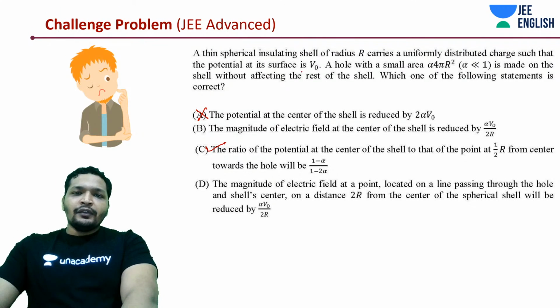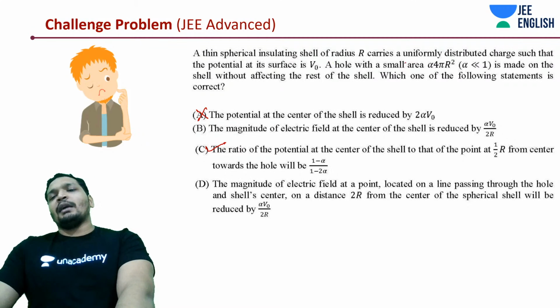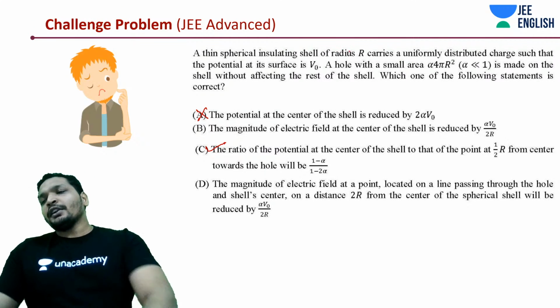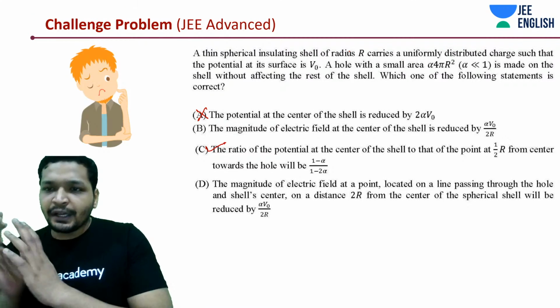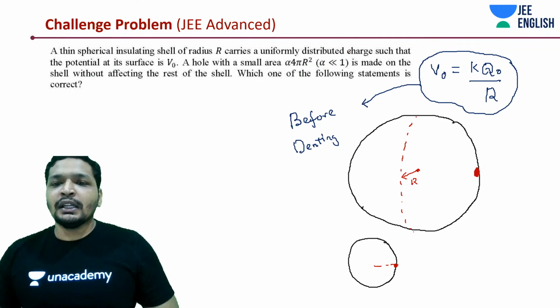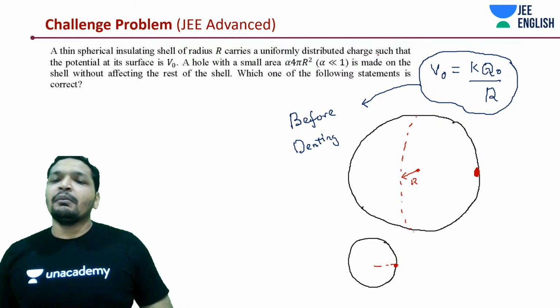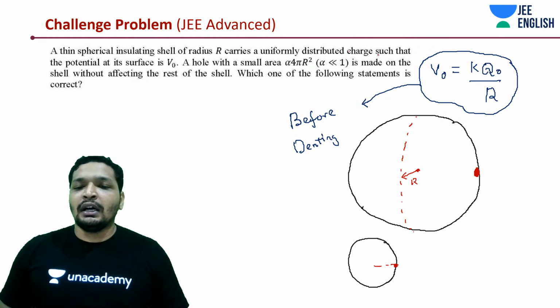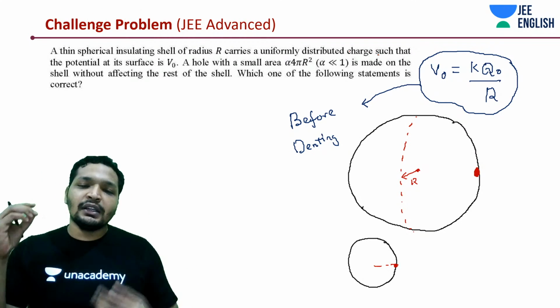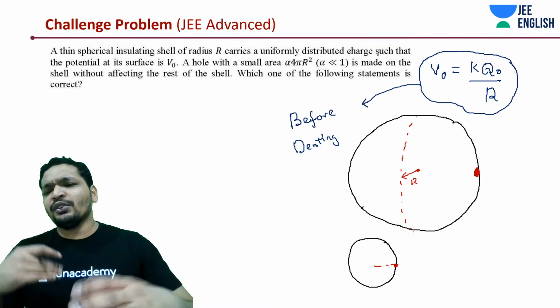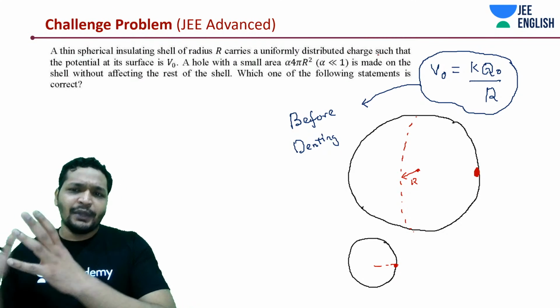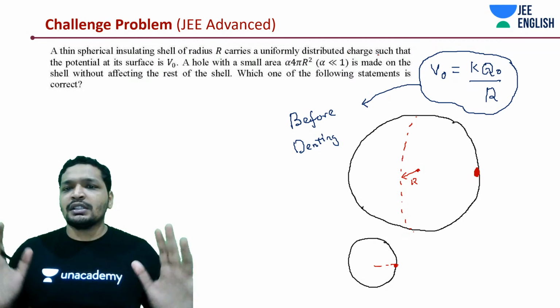So what have we done? We did this entire thing, and what is happening in this question? Some alpha into 4 pi r square has been removed. So what are we assuming? As if there are two things existent. One is the whole sphere, but the other is an opposite charge that has been placed on the dent, such that that place is disappearing. The charge over there is disappearing.